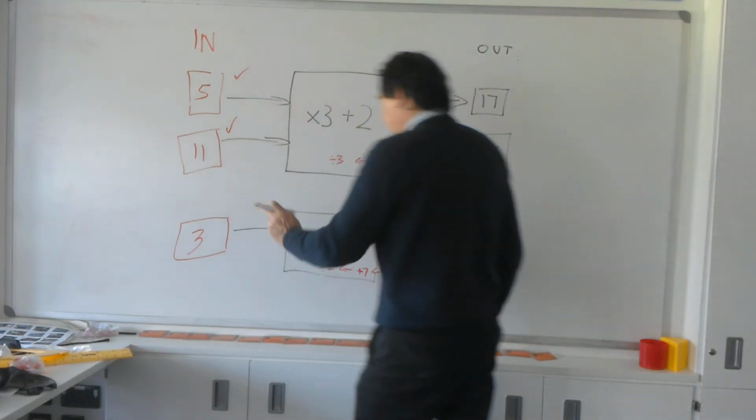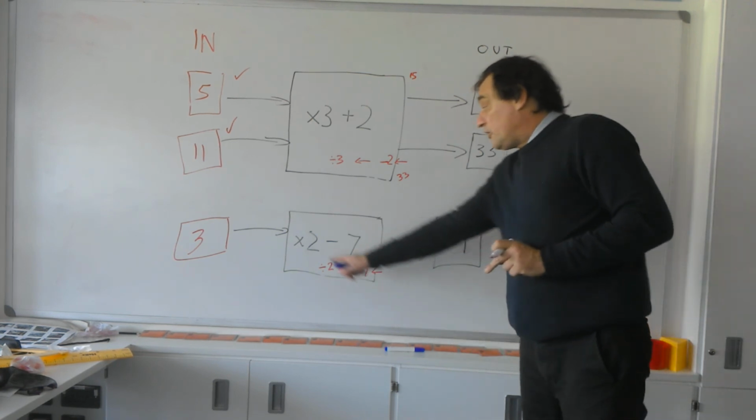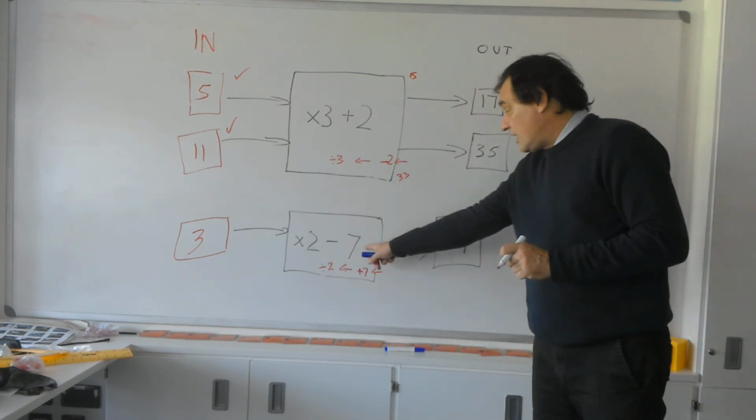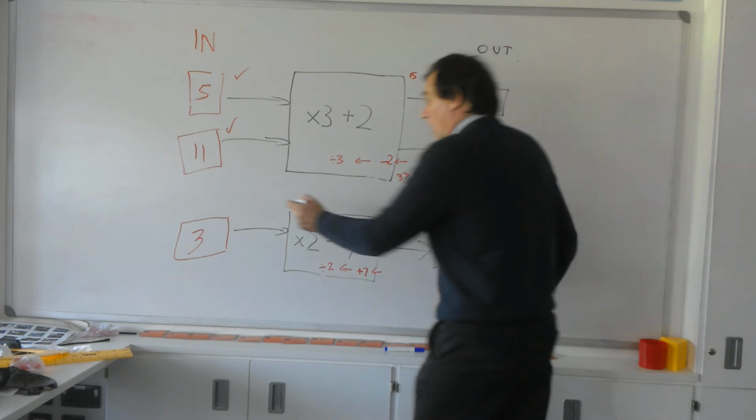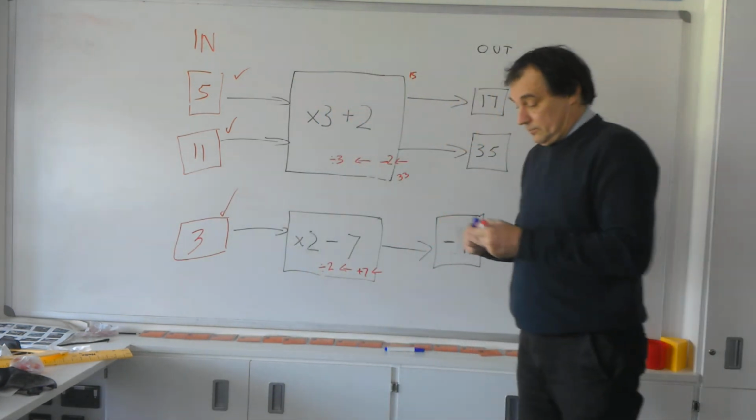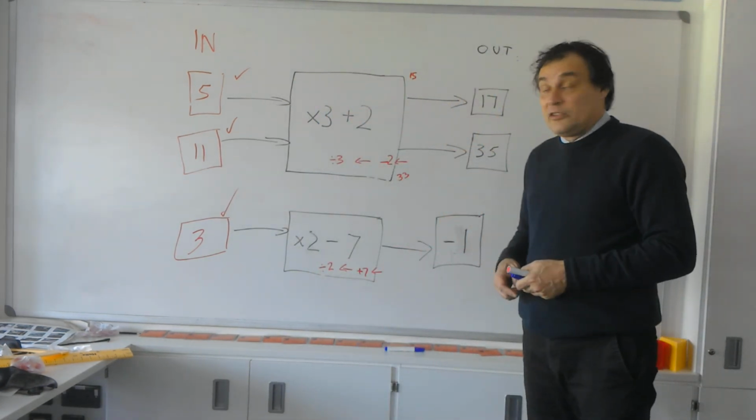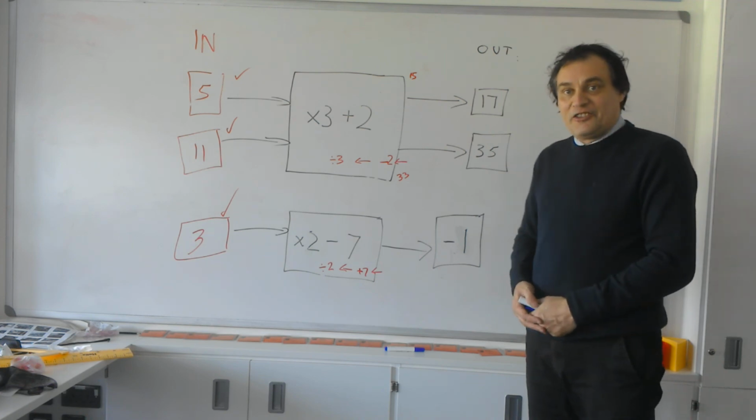Let's check it. So 3 times 2 gives us 6. Take away the 7 gives us -1. So that's correct as well. There we have it. This is how you perform inverse function machines.